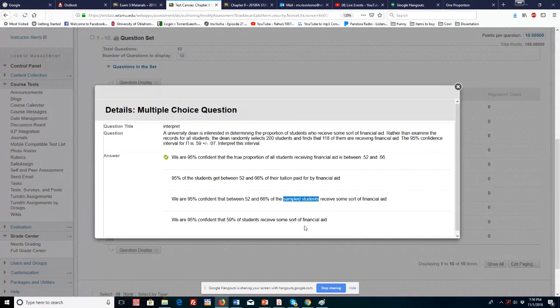And then, we are 95% confident that 59% of students receive some sort of financial aid. That's basically our point estimate, and we're not 95% confident about that. We're 95% confident that the true population parameter is between 0.52 and 0.66. It could be 59%, but it could be equally as likely 53%. I'm sorry, 53%, not 0.53%.